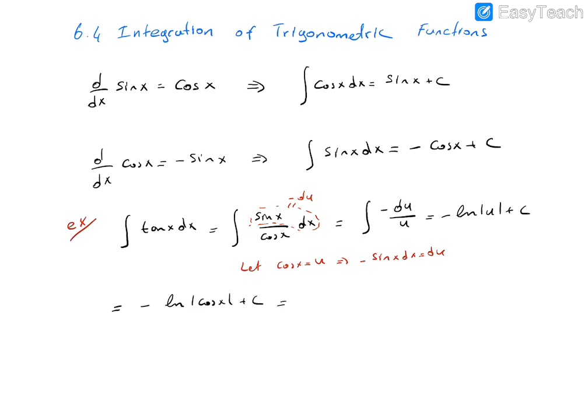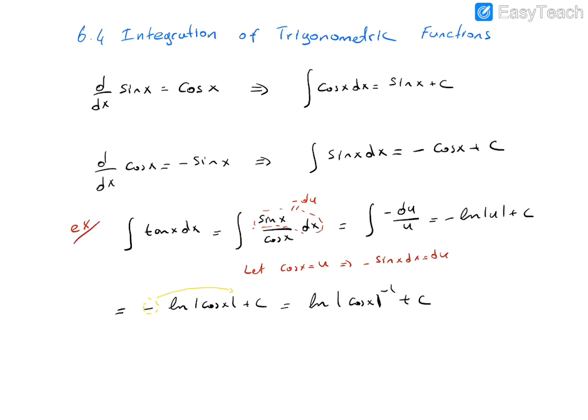By using properties of the logarithmic functions, we can consider this minus 1 as a power of cosine x. So this is ln absolute value cosine x to the power minus 1 plus c. Cosine x to the power minus 1 is 1 over cosine x, so this is secant x. So this is ln absolute value secant x plus c. This is the integral of the tangent.